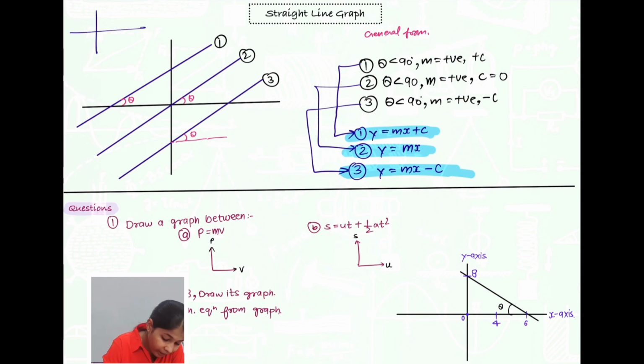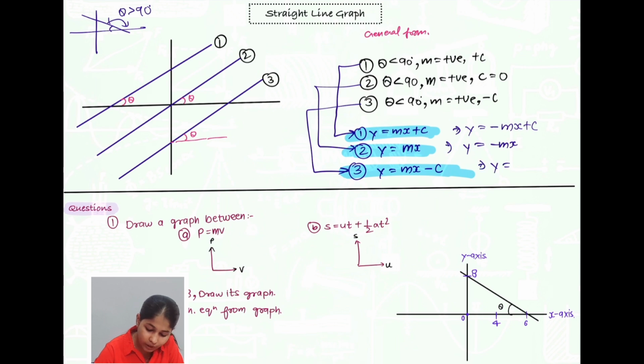Now whenever this theta will be bigger than 90 degree, then simply what you will write, y is equal to minus mx plus c, or y is equal to minus mx minus c. Okay? So simply this is all about your straight line graph.